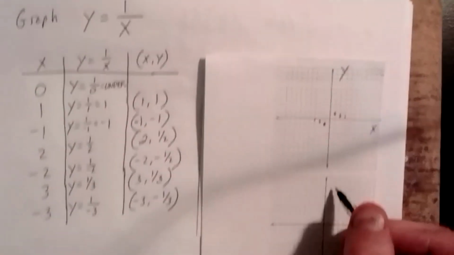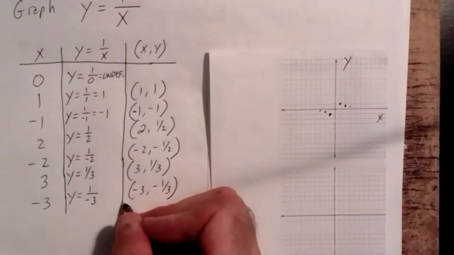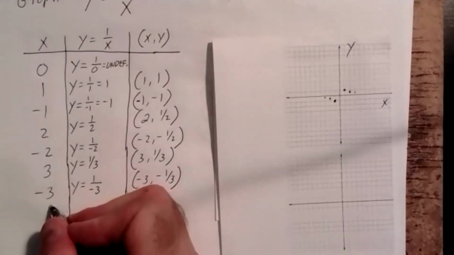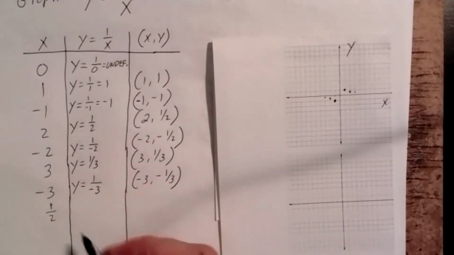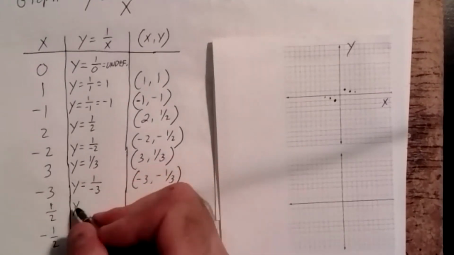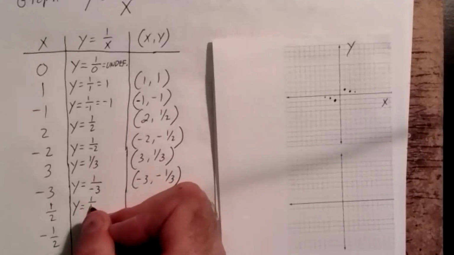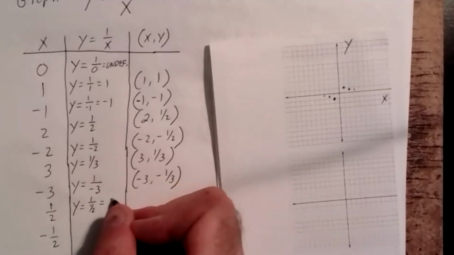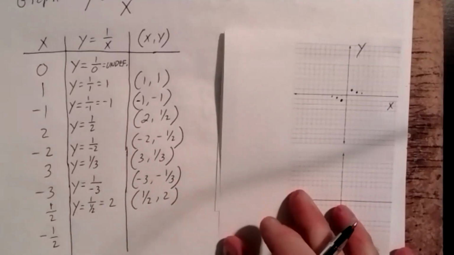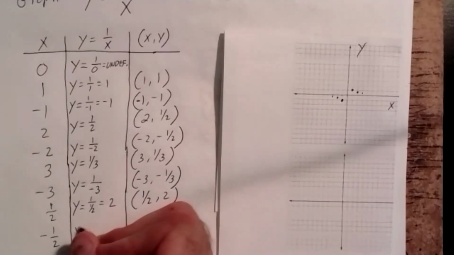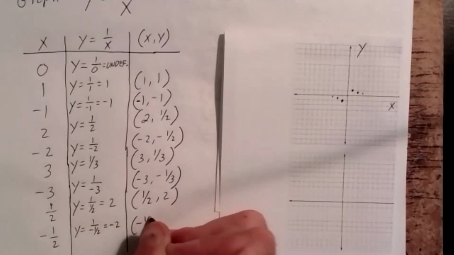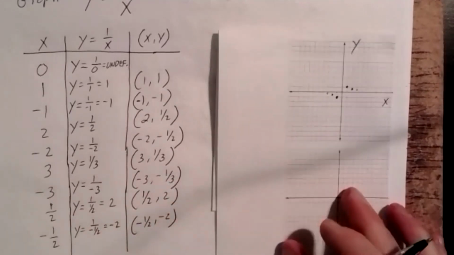So what's happening to this graph? Well, I'm going to choose, like, if x is 1/2 and if x is equal to -1/2, what's y going to be equal to? If x is 1/2, y is going to be 1 divided by 1/2, and 1 divided by 1/2 is 2. Hence, 1/2, 2 would be a point that lies on our graph. If x is -1/2, y is going to be 1 over -1/2, which is going to be -2. Hence, -1/2, -2 is a point that lies on the graph.